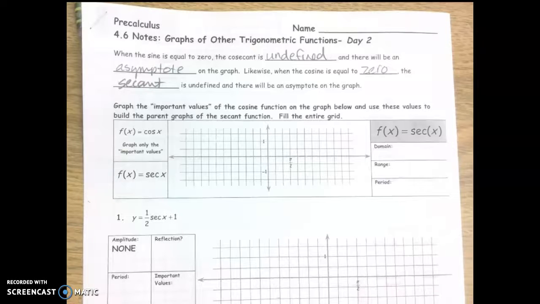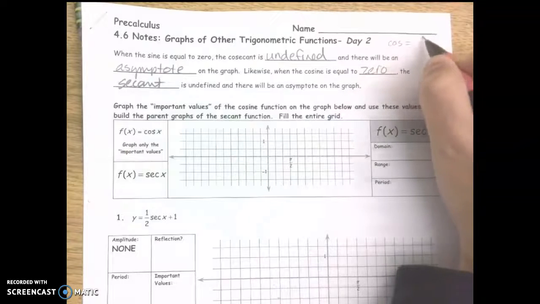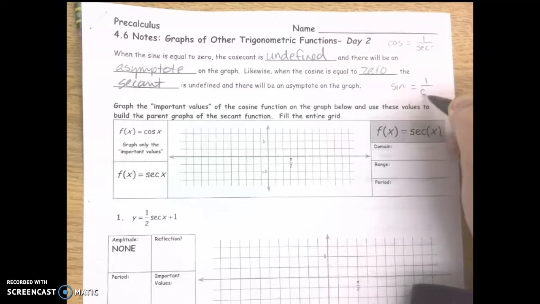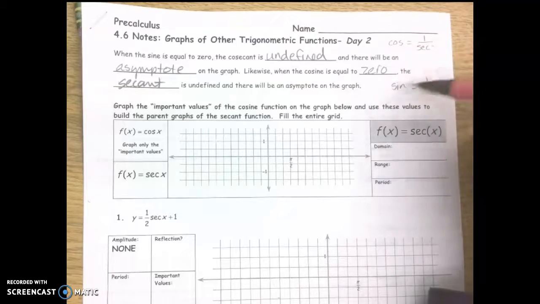Okay, today we're talking about secant and cosecant. Recall that cosine can be rewritten as 1 over secant, and sine can be rewritten as 1 over cosecant, or vice versa. Just remember that these are reciprocal functions.